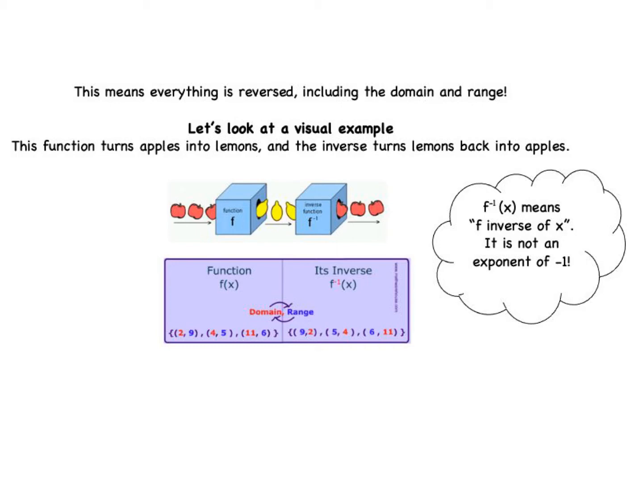So let's look at a visual example to understand this. This function turns apples, put into the function machine, into lemons. But if you put it into the inverse, it goes back to apples.